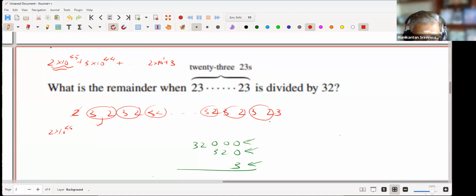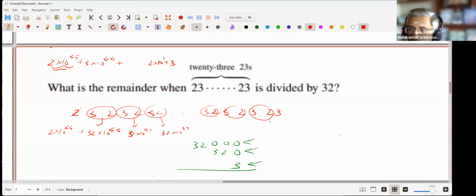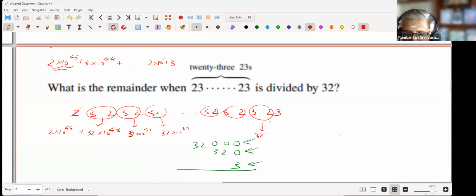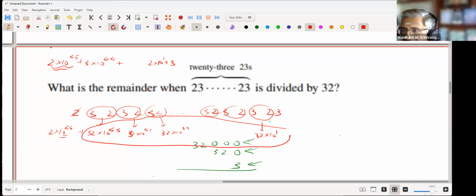So he's saying this 32 is 32 into 10 power 43, and then this is 32 into 10 power 41, and this is 32 into 10 power 39, and so on, and this is 32 into 10 power 1. So all of these numbers have 32 in them. They're all perfectly divisible. 10 power 45 has ample number of 2s. We only need 5 2s to generate a 32, and therefore this is also divisible. The only remaining number is 3. That's what he did. Arnav, did I repeat what you said?